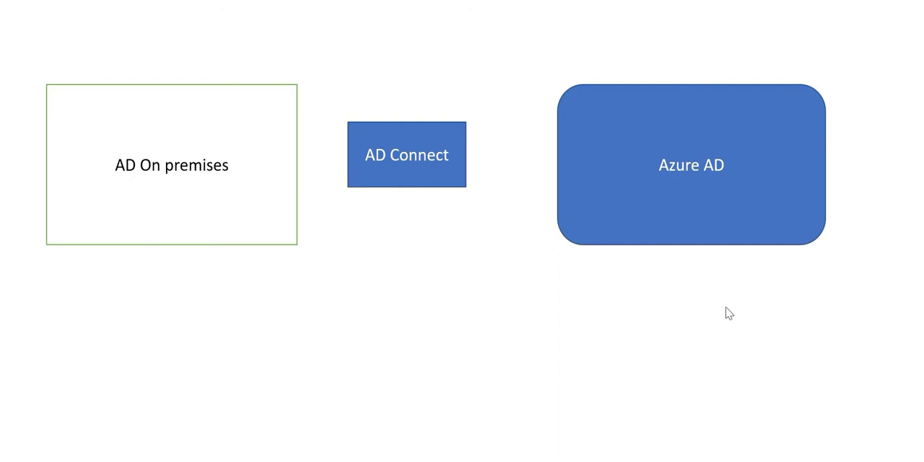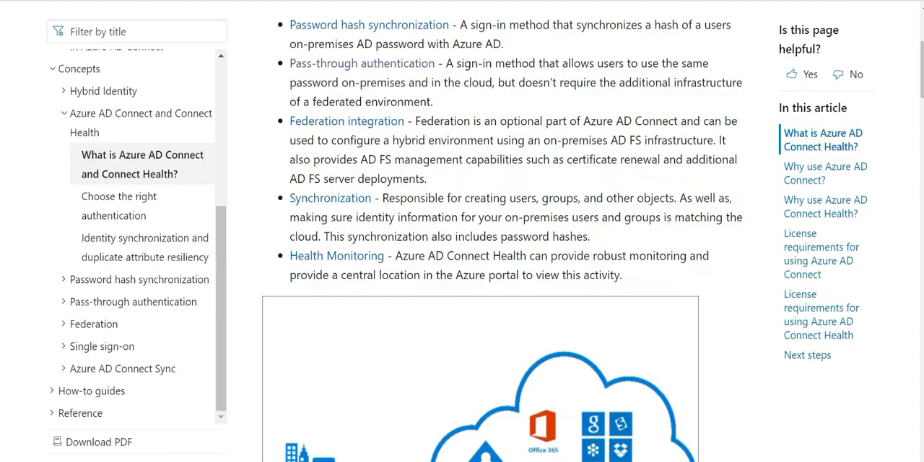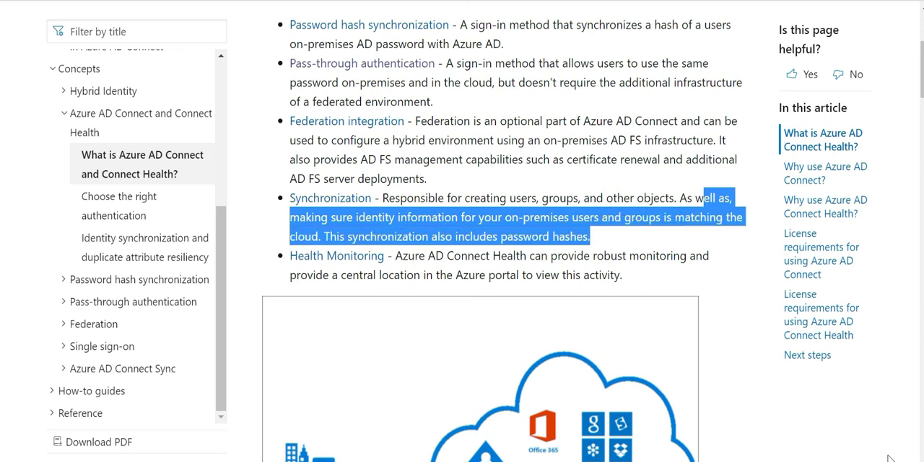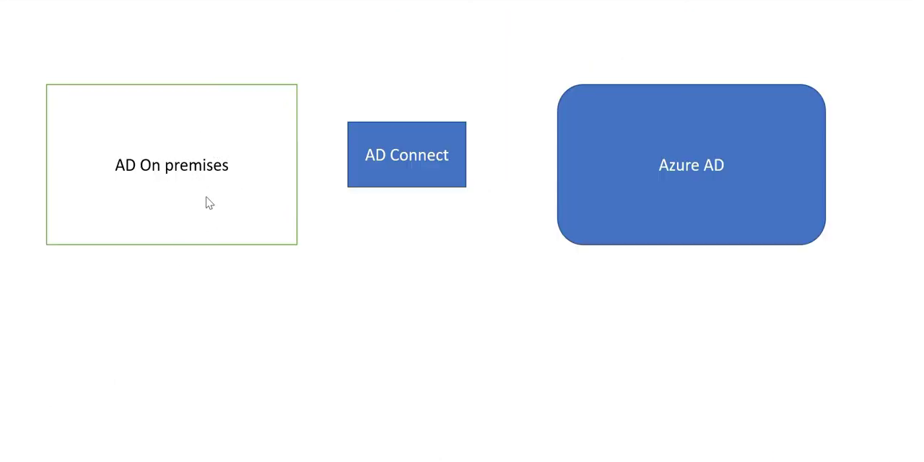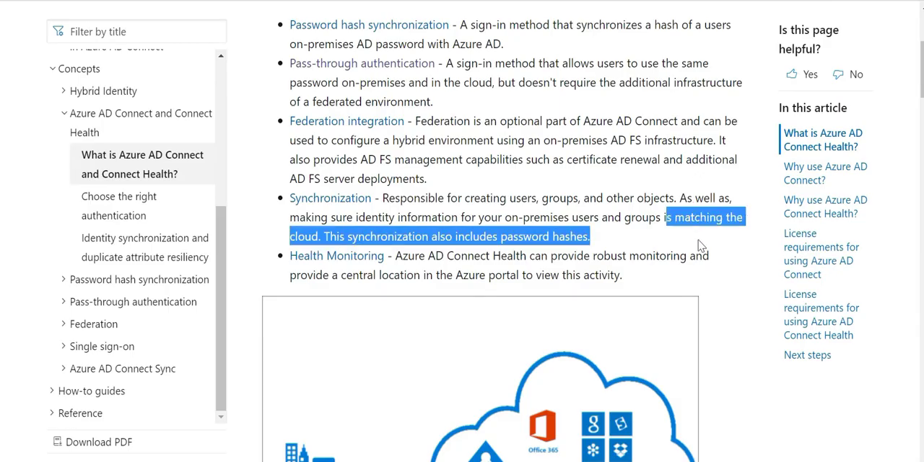There is also something called AD Health, which will monitor the health of the synchronization. So you see this documentation: synchronization is responsible for creating users, groups and other objects, as well as making sure identity information from your on-premises user groups, that is, your on-premises Active Directory, is matching the cloud. The synchronization also includes password hashes.